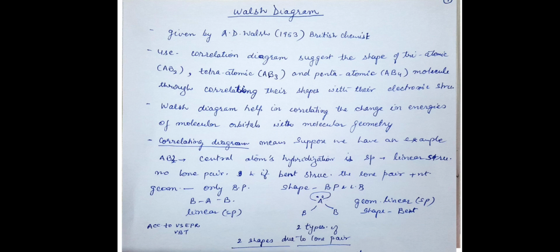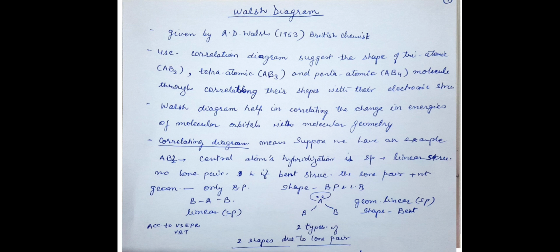Now, this is the first slide. The Walsh diagram was given by A.D. Walsh, a British chemist, in 1953. What is the use of this diagram? A correlation diagram suggests the shape of triatomic molecules AB2, tetraatomic molecules AB3, and pentaatomic molecules AB4 by correlating their shapes with their electronic structure. The Walsh diagram helps in correlating the changes in energies of molecular orbitals with the molecular geometry.